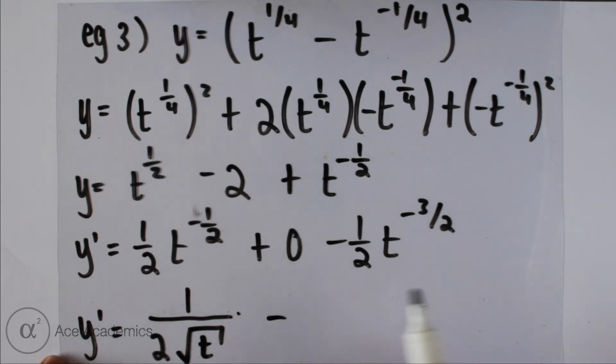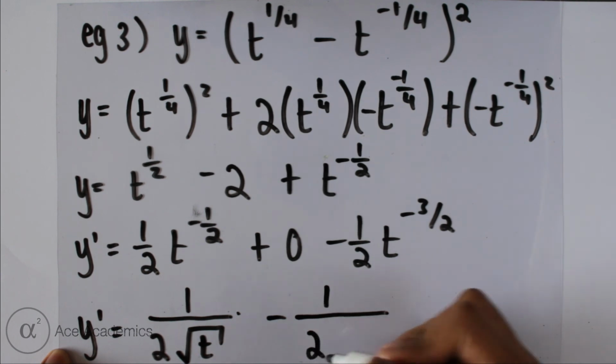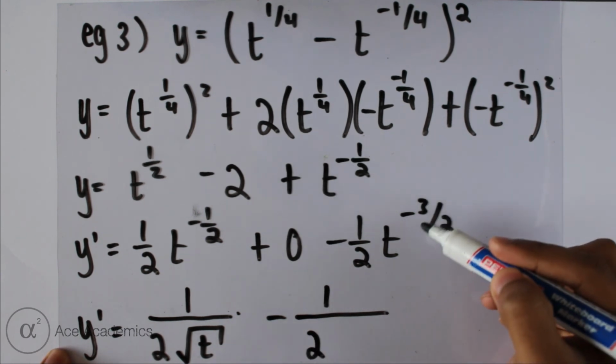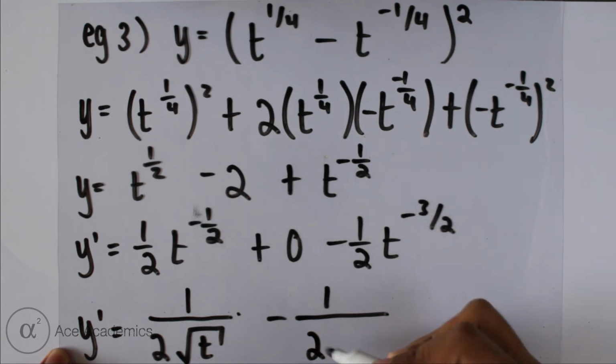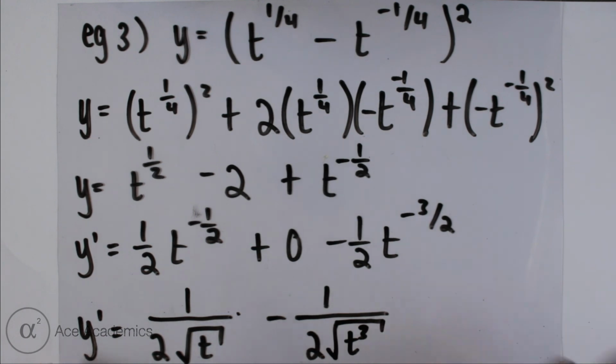And the third term becomes 1 over 2, and we take t to the denominator, and as we said, the numerator is the power of t and the denominator is the power of the root, so it's the square root of t cubed. And that's our final answer.